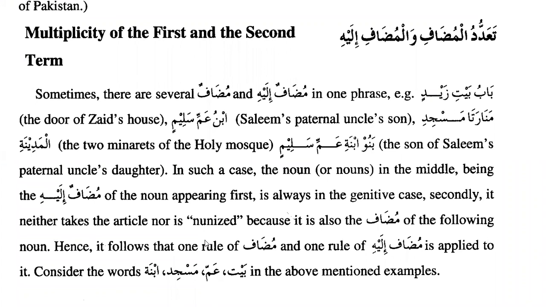Multiplicity of the first and the second term. Sometimes there are several mudaf and mudaf ilayh in one phrase. Example, Babu Baiti Zaidin, the door of Zaid's house. Ibn Ammi Salim, Salim's paternal uncle's son. Manarata Masjidin, Masjid al Madina, the two minarets of the Holy Mosque. Ibnu Bunati Ammi Salim, the son of his uncle's daughter.